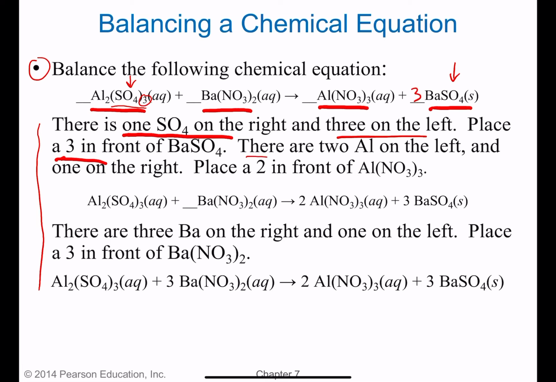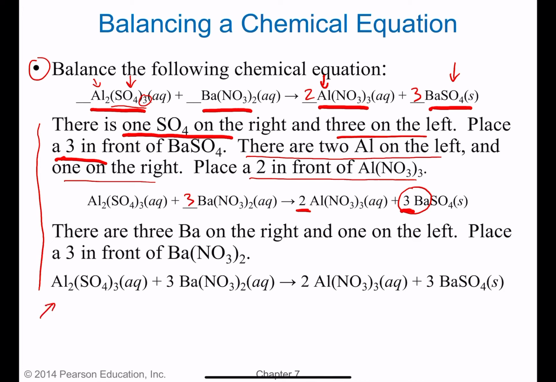Next, they're noticing there are 2 aluminums on the left. So that's this part right here, and only 1 on the right. So there's only 1 aluminum right here. So they're saying maybe place a 2 in front of the aluminum nitrate. So we put a 2 right here. So this is the work we've done so far. Now after we've initially worked, we notice we have 3 barium on the right, but only 1 on the left. So maybe we put a 3 right here. And then here is what they're suggesting as our final answer.